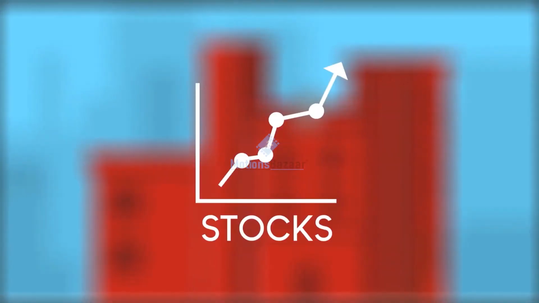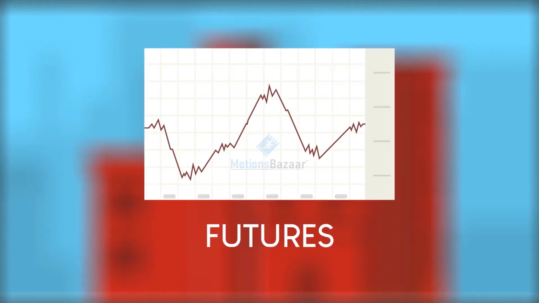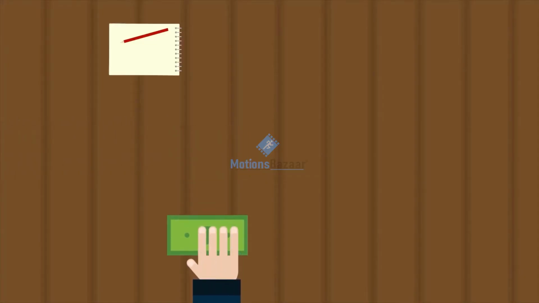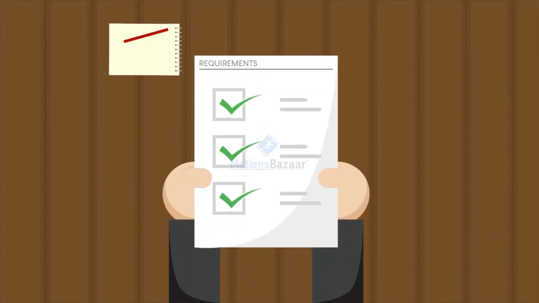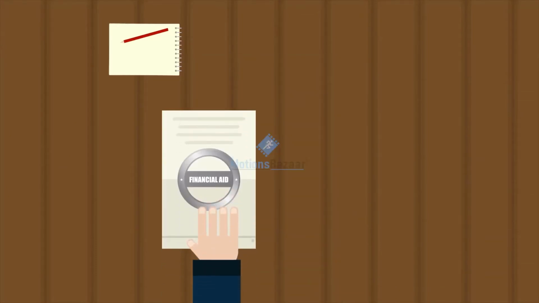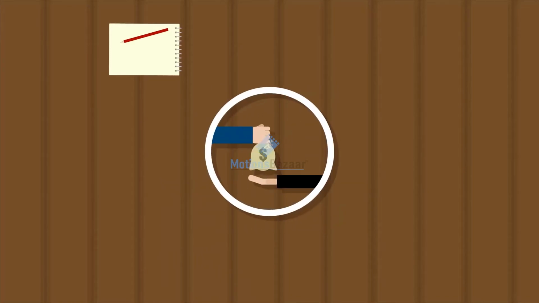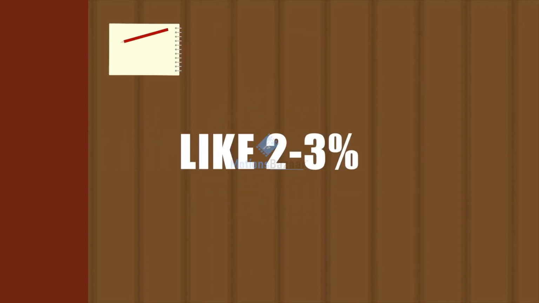The security market sells stocks, bonds, futures, and commodities. The Federal Reserve receives deposits from bank members that meet the reserve requirements and provides financial aid to them, and sets interest rates for the bank members, who can borrow money at very low rates, like 2 to 3%.